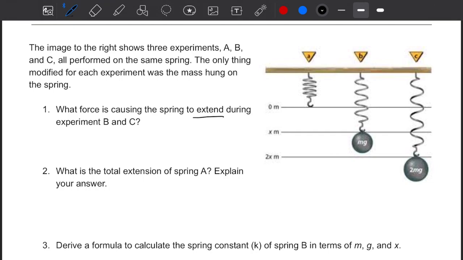Well, in experiment B and C, we've got a mass pulling down on the spring, and the reason that mass is pulling down is because of the force of gravity. So nothing crazy here, it's just simply the force of gravity pulling down on the spring.